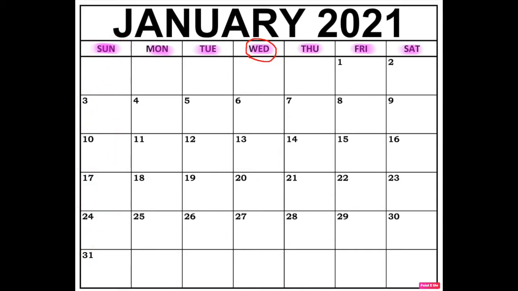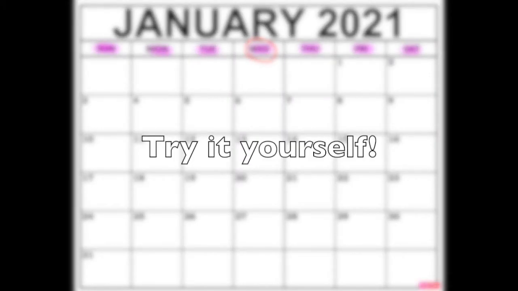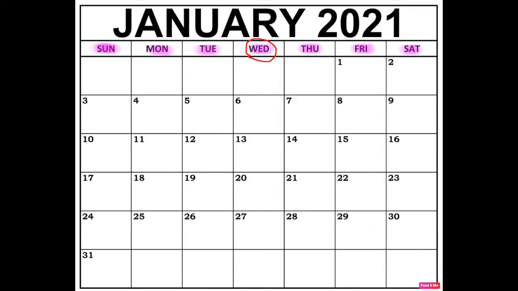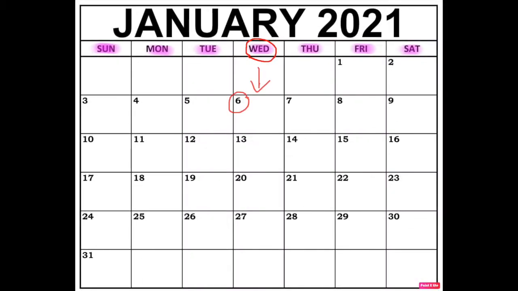Now, what if I asked you how many Wednesdays are in January? Have a look yourself and see if you can guess. Remember, only count the boxes that have dates in them. Good. There are 4 Wednesdays in January. The 6th, the 13th, the 20th, and the 27th.